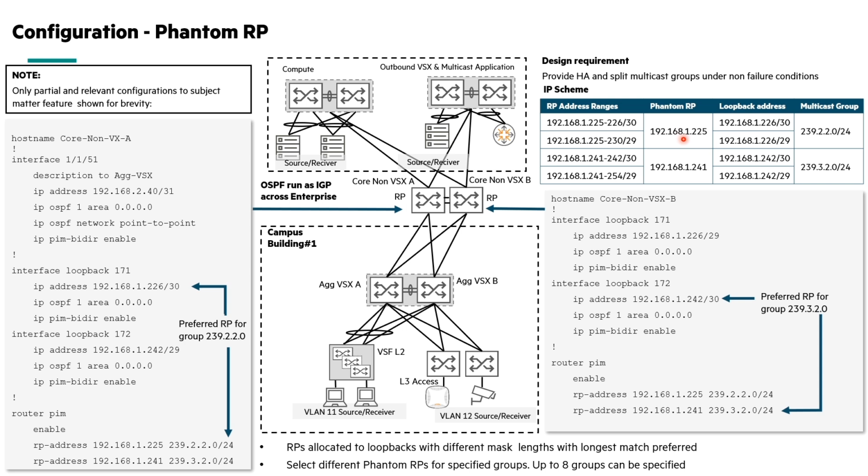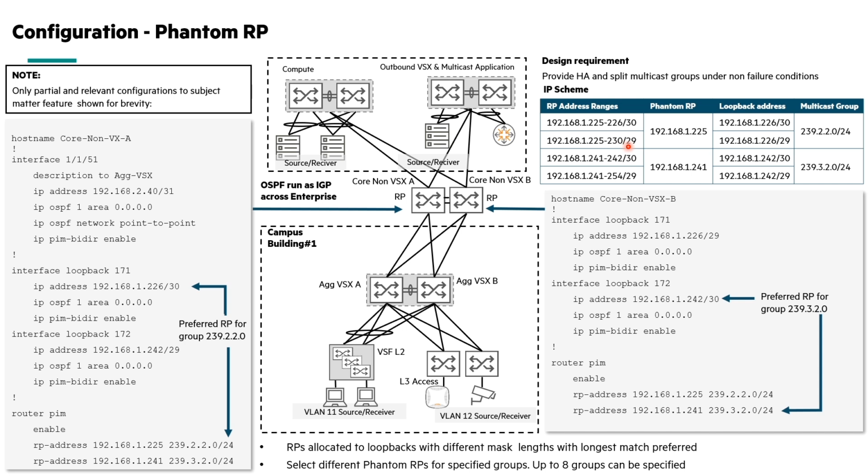192.168.1.225 is our Phantom RP for our first multicast group, and for our second multicast group, we've selected 192.168.1.241. Now we look at how we can address these. Let's look at the first group. We can see that in the first group, 192.168.1.225 and 226 sit in a /30, those two host addresses in that range.